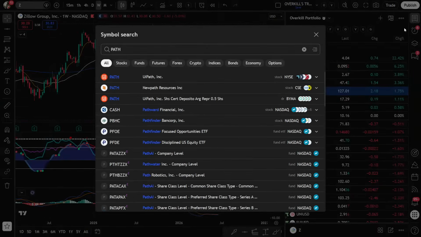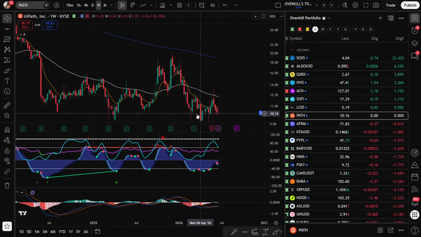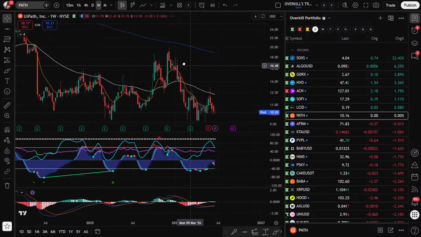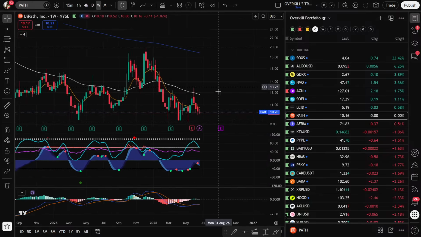PATH, P-A-T-H, this one's still just sitting, not doing much. Okay, just range bound here at $10. It does have a red dot here on the weekly. I'm watching the daily here. I want to see that daily alert pop tomorrow. There was a pretty decent amount of volume here, but watching this one very closely. Okay, looking for the weekly or the daily.